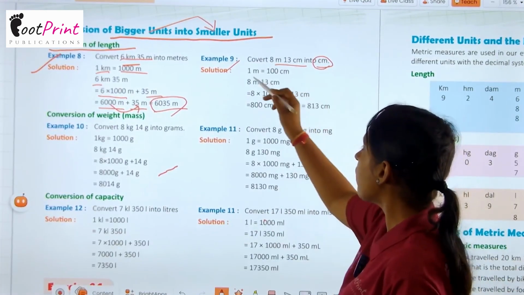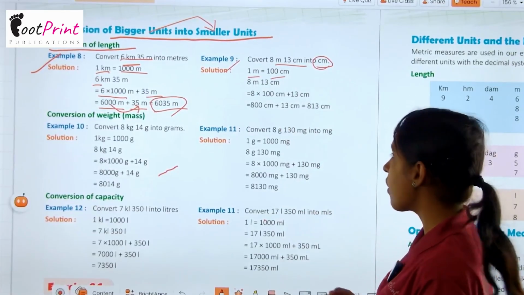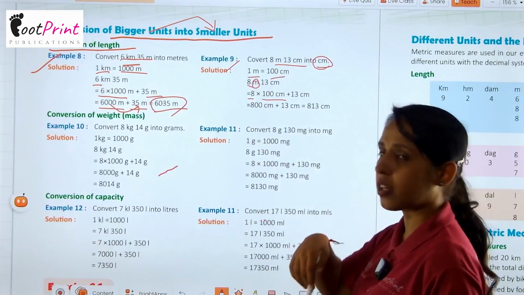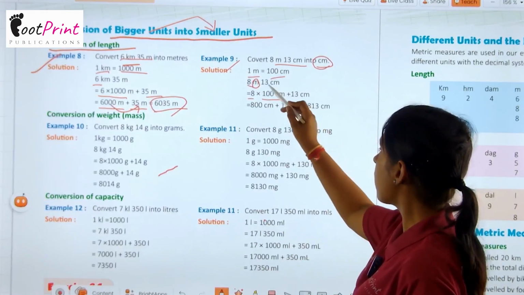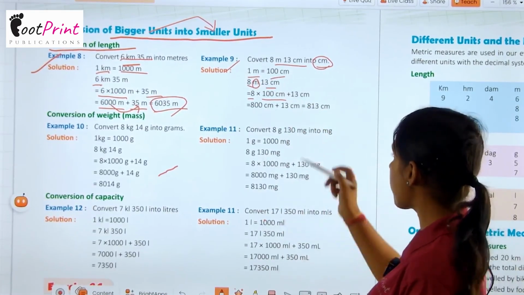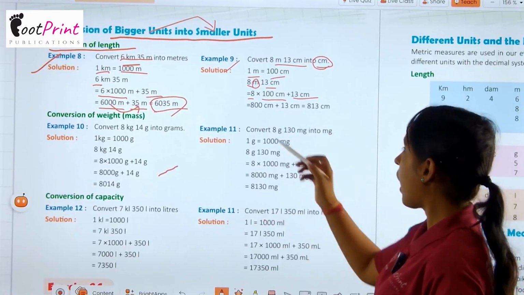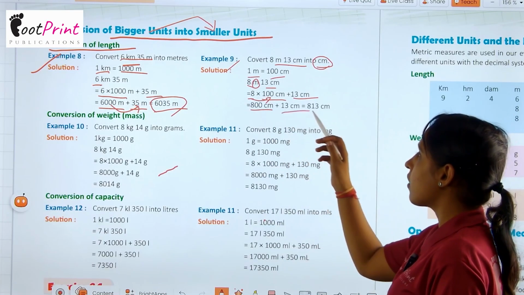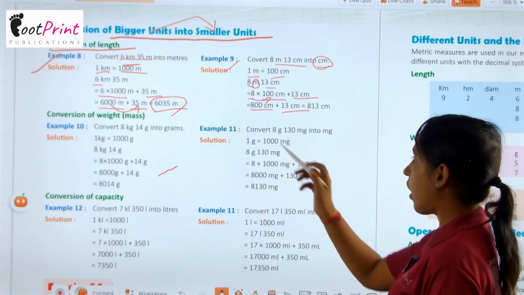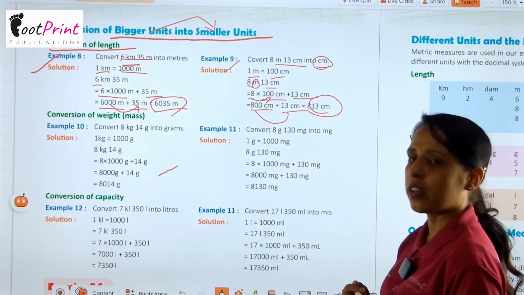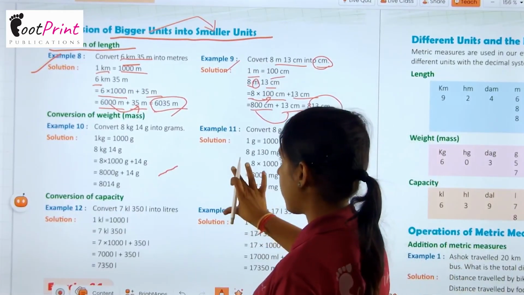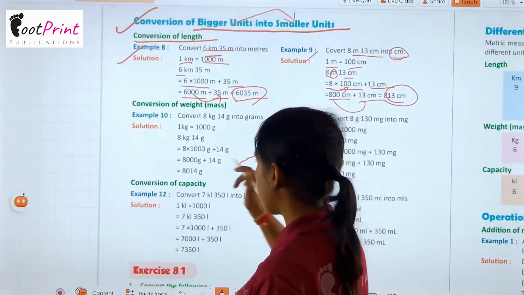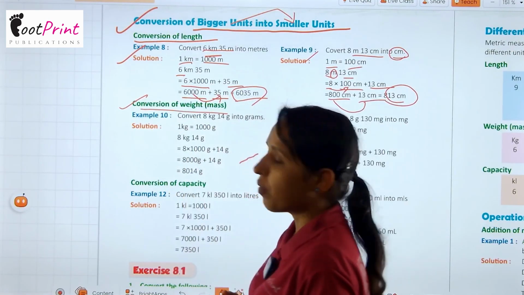Example number 9, convert 8 meter 13 centimeter into centimeter. Okay, we know that 1 meter equals to 100 centimeter, so 8 multiply 100, because we have to convert meter into centimeter, plus centimeter is already here, so we write only 13 centimeter. After multiplying we get 800 centimeter, and 13 centimeter is already there. After adding we get 813 centimeter. Okay, now we have conversion of weight. Okay, how we convert weight?